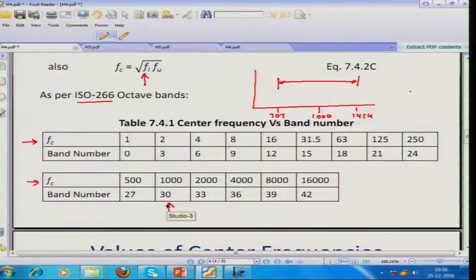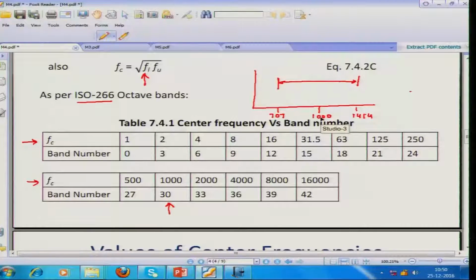This has to be understood. The band is not from 1000 to 2000 hertz; the band is from 707 to 1414 hertz. Similarly, the next band, band number 33, will be from 1414 to 2828 hertz. So, this is one important thing to understand: the band is not from 1000 to 2000 hertz, the band is from 707 to 1414 hertz with the central frequency 1000 hertz.